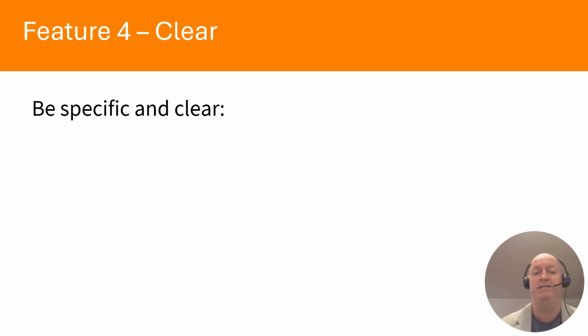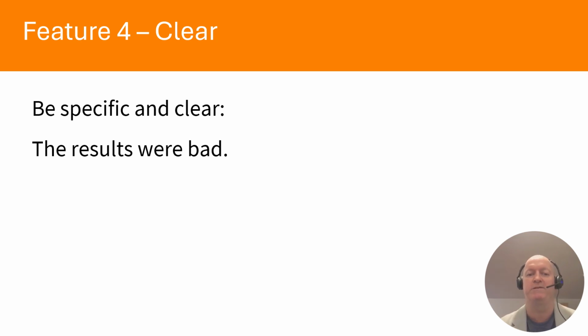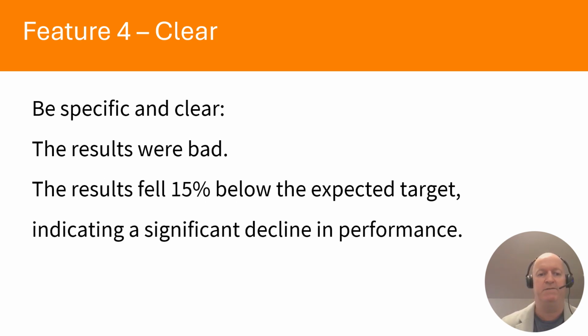And finally, try and be specific and clear. So here's a good example of what not to do. The results were bad. It's very vague and it doesn't give a lot of information. For me, the words bad or good are not very academic because they're quite vague, even their other forms like worse or better. So you could improve this by saying, the results fell 15% below the expected target, indicating a significant decline in performance. And that really does indicate why the results were bad. So they've been very clear and specific there.